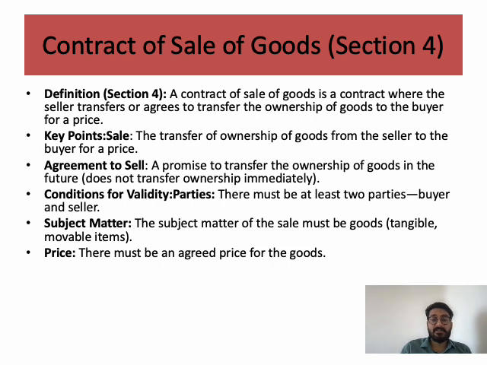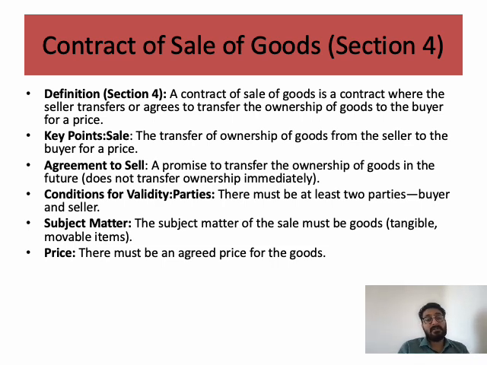Again, coming to the definition, as per Section 4, a contract of sale is a contract where the seller transfers or agrees to transfer the ownership of goods to the buyer for a price. So basically two parties are involved. One is the buyer, the second is the seller, and there is a mutual contractual relationship between them when there is a transfer of goods in exchange for a certain price. So the key points here are the sale, the transfer of ownership of goods from the seller to the buyer for a price. The second one is the agreement to sell, a promise to transfer the ownership of goods in the future, which does not transfer the ownership immediately. So here we need to understand there might be a future consideration as well. It is not mandatory that the transfer of ownership would take place immediately.